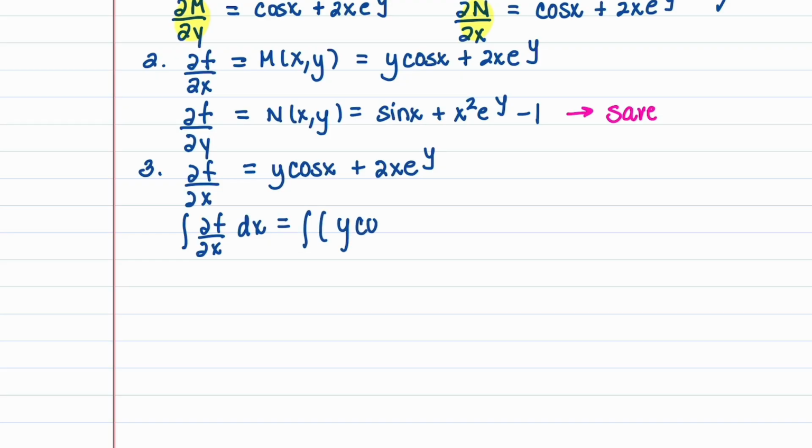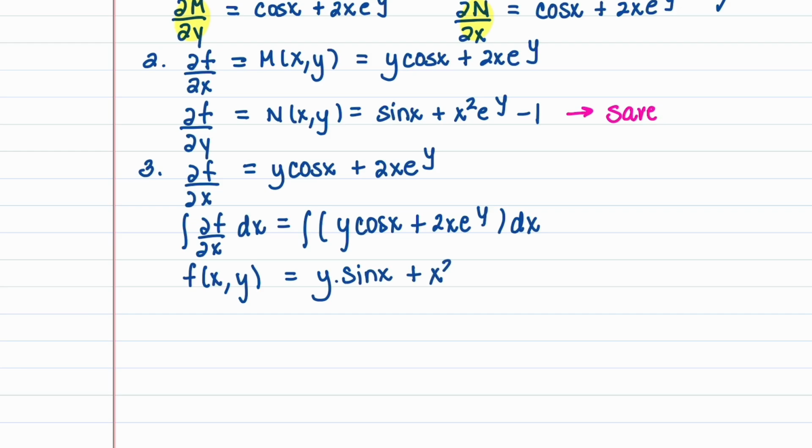So we have y cosine x plus 2x e to the y times dx. On the left, we get our function f of x, y. And then on the right, we are integrating with respect to x. So we get y times sine x plus x squared e to the y plus our arbitrary constant g of y. g of y now is what we want to find.